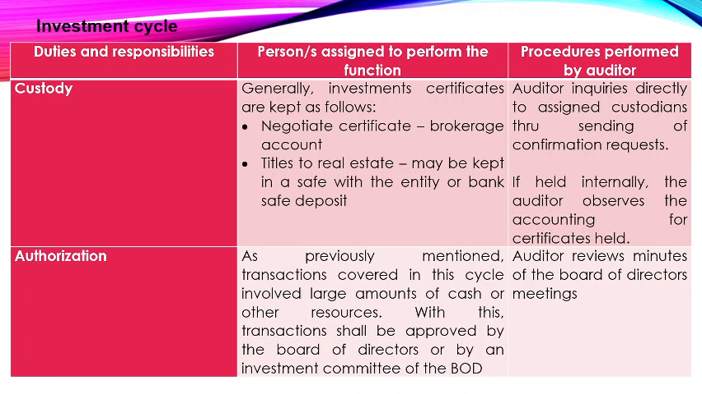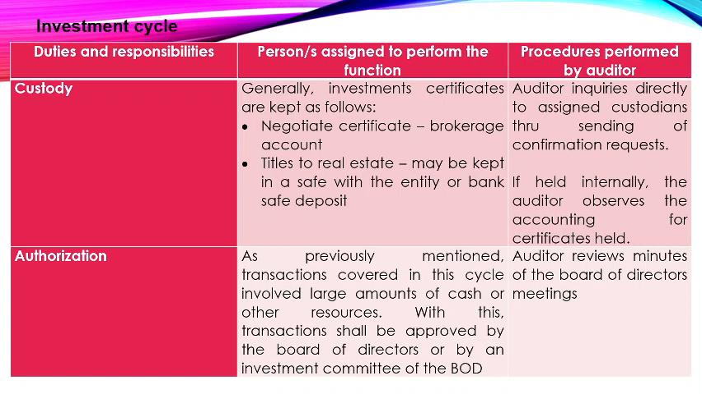We go now to the next cycle, the investment cycle. What are the duties and responsibilities? We have custody and authorization. In custody, negotiable certificates, brokerage accounts, and titles to real estate may be kept in a safe with the entity or in bank safe deposits. The procedures performed by the auditor are inquiries directly to the assigned custodian through sending of confirmation requests. If held internally, the auditor observes the accounting for certificates held.